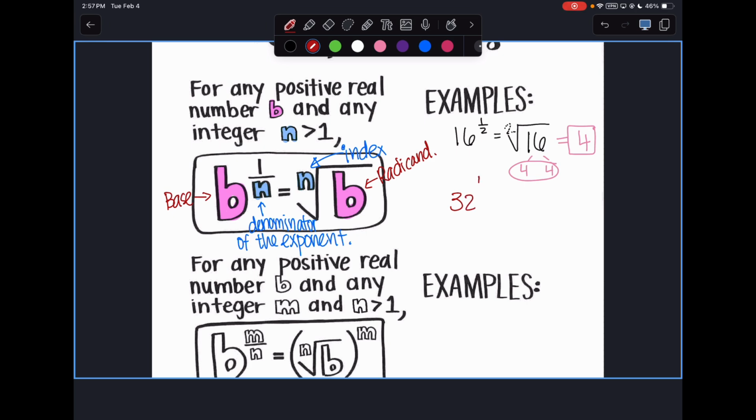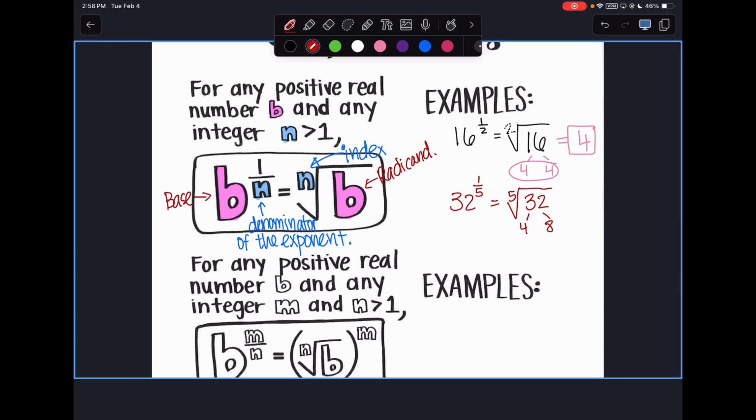32 to the 1/5 power. You guys okay? All right. What's my index? 5. So it's the 5th root of what goes in for my radicand? 32. Okay. You want to break down the 32 into factors so that we can find a group of 5 in it. Okay. I need to find factors of 32. So like 4 times 8 gets me 32, right? Is there 5 of anything there?